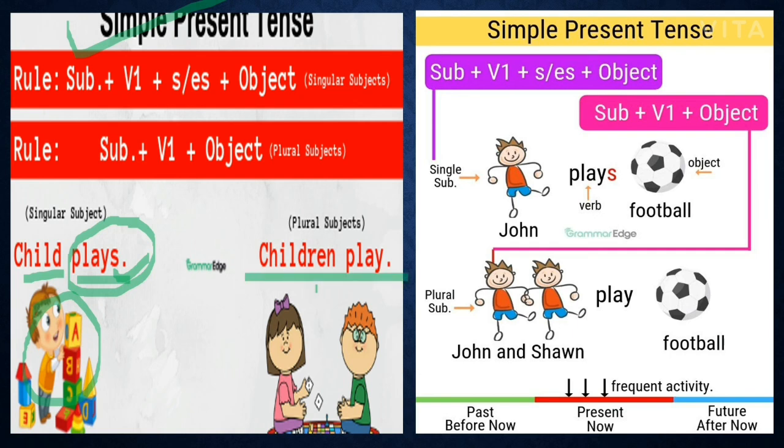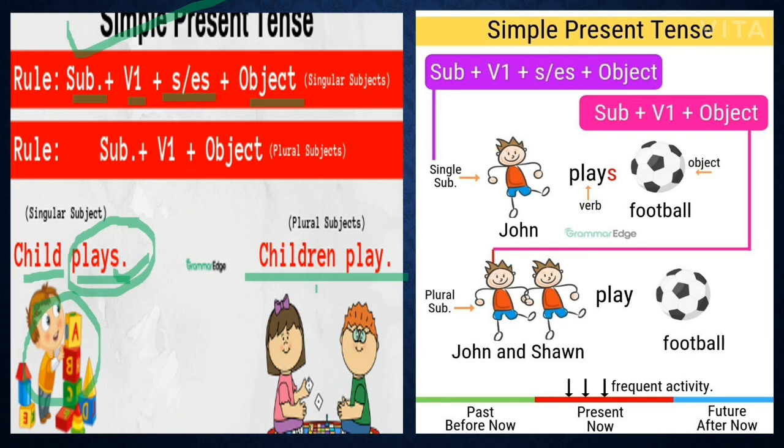Now students, here I am talking about more than one subject. Yes, I am saying children. Now if I am saying children, it means plural subject. Yes, and with plural subject, you will be using only the first form of the verb. S or ES will not be added with these plural subjects. Clear? So, here in case of singular subjects, the rule is subject plus V1 plus S or ES plus object.